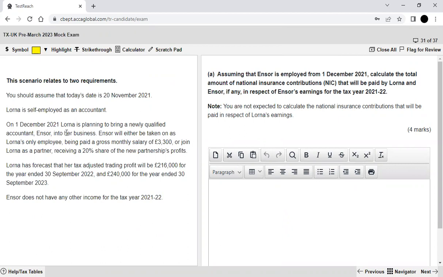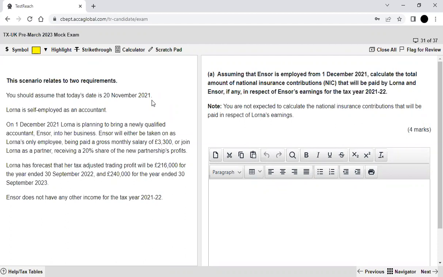So let's start with the question. You should assume that today's date is 20th November 2021. Lorna is self-employed as an accountant. On 1st December 21, Lorna is planning to bring a newly qualified accountant, Esnor, into her business. Esnor will either be taken on as Lorna's only employee, being paid a gross monthly salary of 3,300, or join Lorna as partner, receiving a 20% share of the new partnership profits.